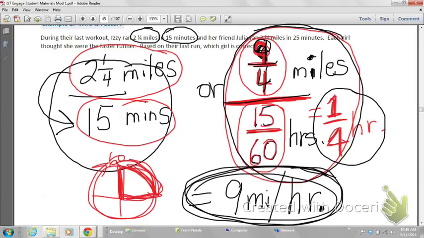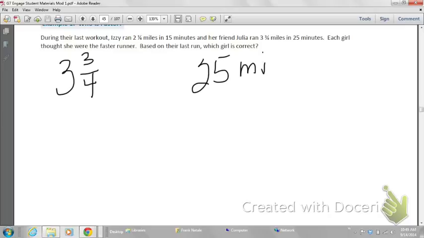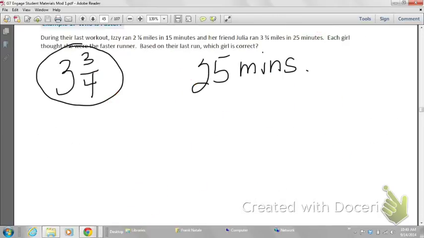So let's go ahead and look at Julia then. Julia ran 3 3/4 miles in 25 minutes. Maybe this looks a little bit different, maybe not as friendly. Let's go ahead and create our ratio, or our fraction of fractions. So 3 3/4, we want to make this into an improper fraction, just like we did with the 2 1/4, because we can work with these much better, they become more understandable. 12, plus 3, that's 15/4.